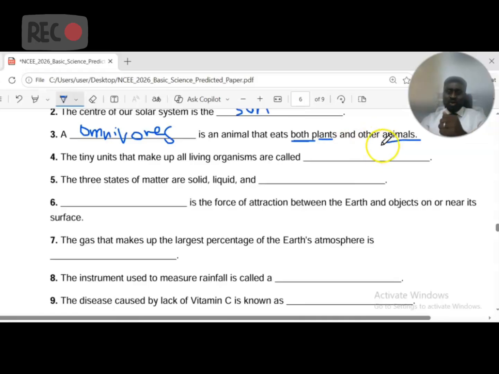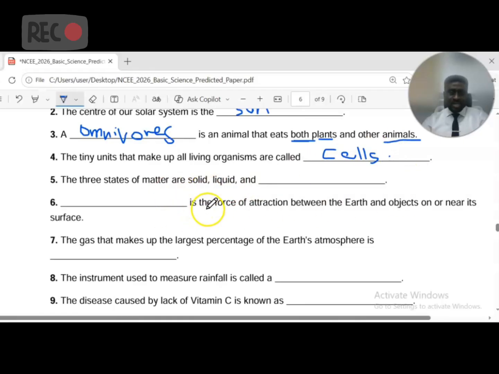That completes the organization of life. So the tiny units that make up all living organisms, that includes both plants and animals, are called cells. That's the basic structural and functional unit of life of every living organism. They form building blocks that make up the body, and they are gotten from proteins because proteins are building blocks. So that is done. Now question 5.